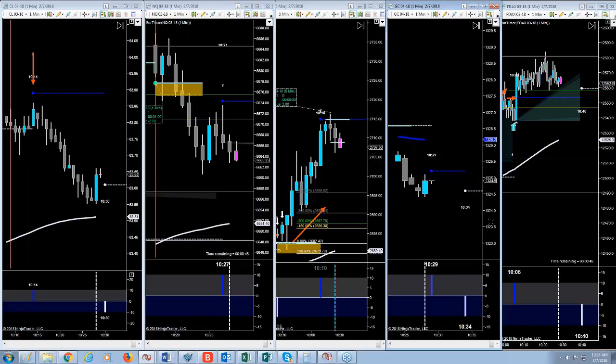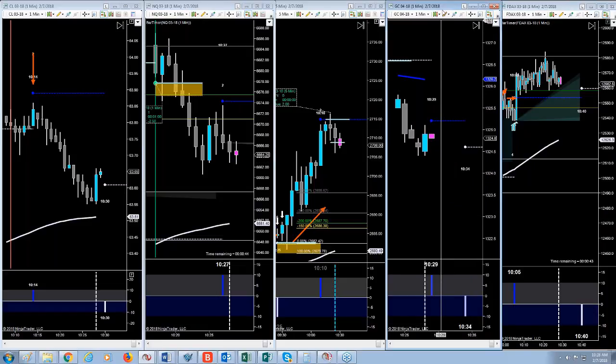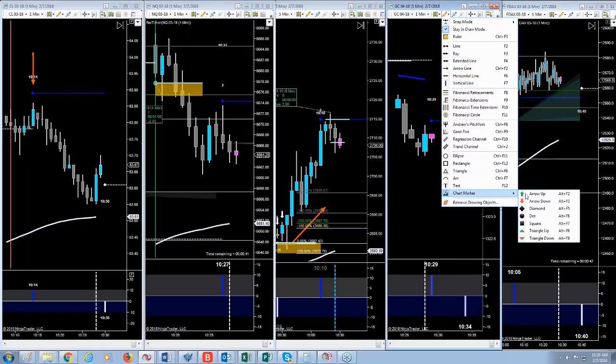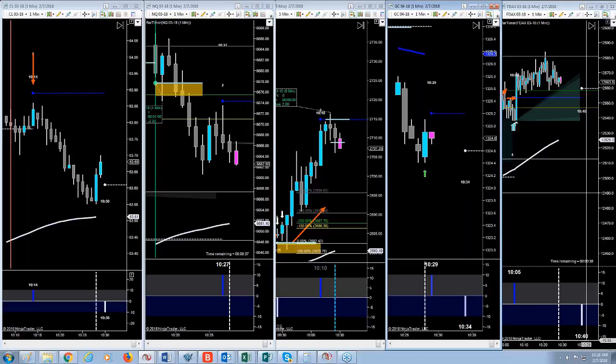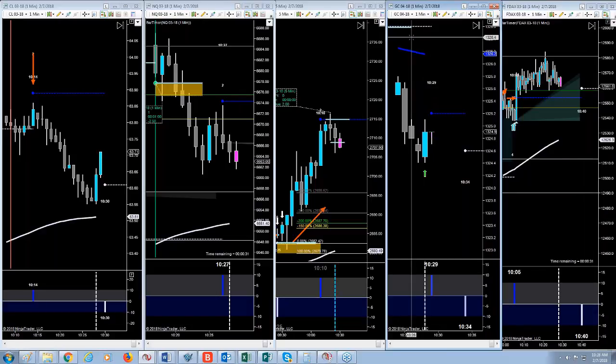GC at 10:29. This is a pattern 4. So you have two options. You can get in at the close of the candle in 37 seconds, or you can wait for a pullback to the line. We'll try it both ways.